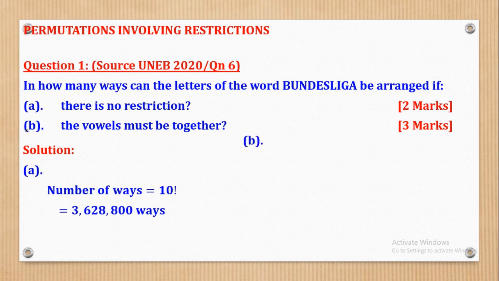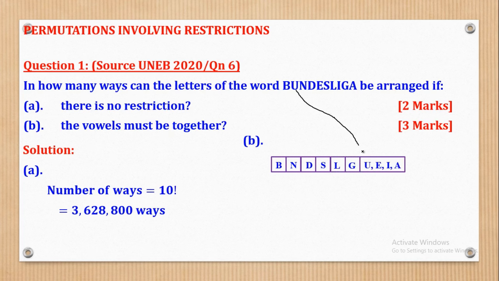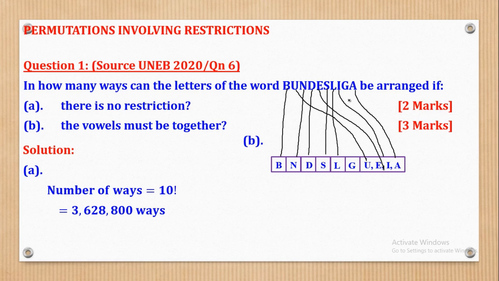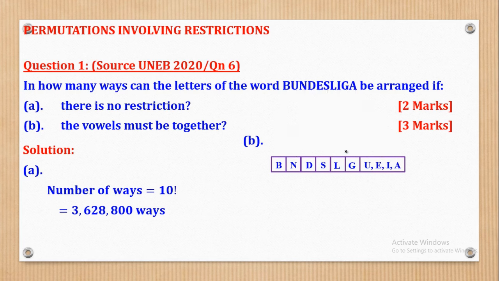What about part B? Part B, they said the vowels must be together. So we shall first make a certain sketch to help us ease the calculations. So we shall pull out all the vowels. U is a vowel, E is a vowel, I is a vowel, and A is a vowel. When you pull them out, we shall remain with B, N, D, S, L, and G. Now, these vowels, they told us that they must be together, meaning that you first take them as one.